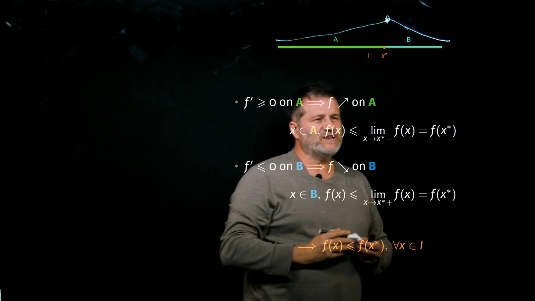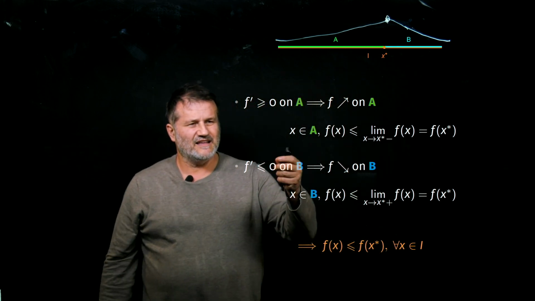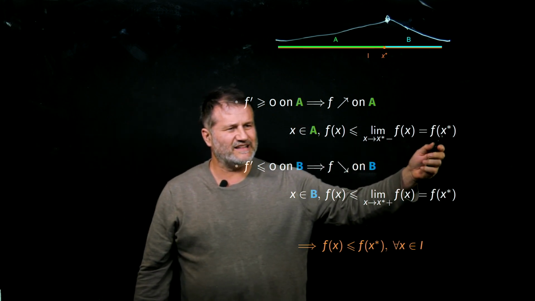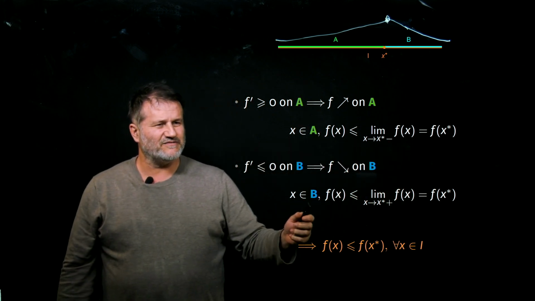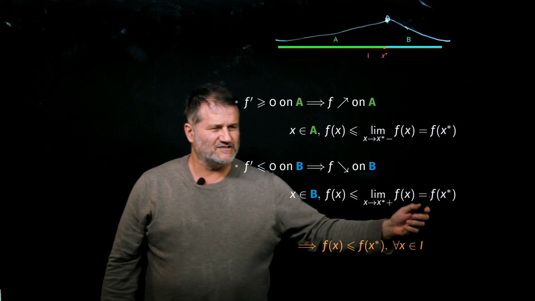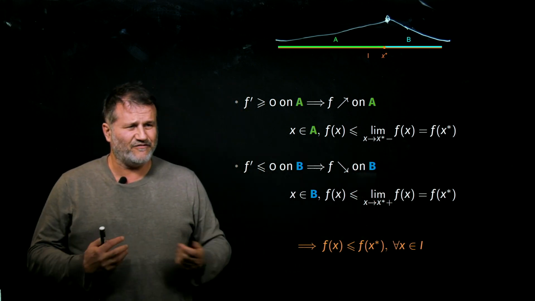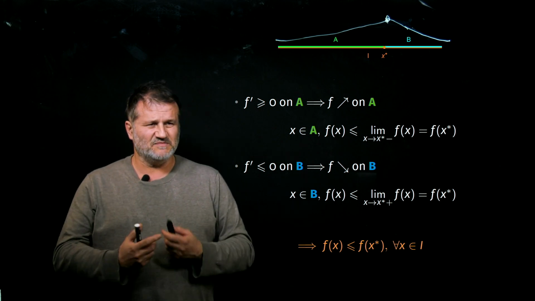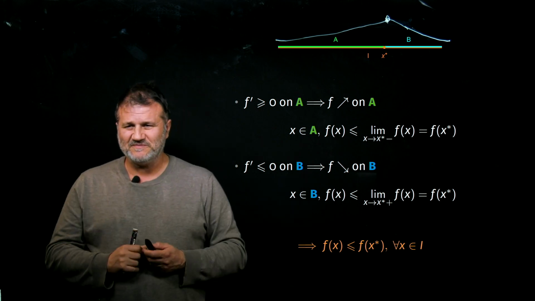So in conclusion, we see that at left of x star, f of x is smaller than f of x star. At right of x star, f of x is smaller than f of x star. Therefore, f of x is less or equal than f of x star for every x. And this means that x star is a maximum.